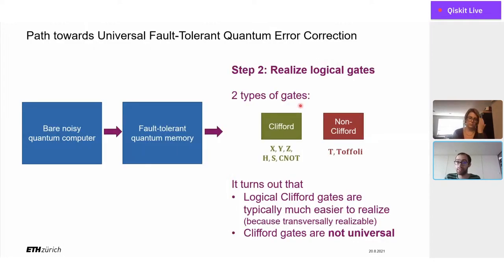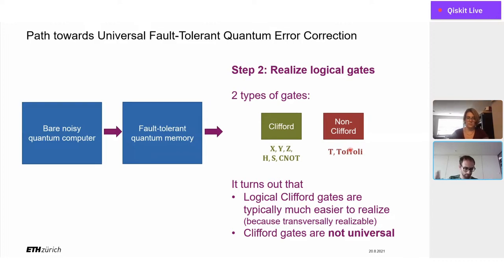We want to have a computer at the end that can do computation and not only store quantum information, right? So in order to do computation with quantum error correction codes, you need to realize logical gates. There are really two families of gates you can think of: Clifford gates and non-Clifford gates. Some examples of Clifford gates are the Pauli gates, the Hadamard, the S gate, the CNOT gate. And some examples of non-Clifford gates would be the T gate or the Toffoli gate. And as it turns out, when you want to realize logical gates on your error correction codes, Clifford gates tend to be much easier to realize than non-Clifford gates.